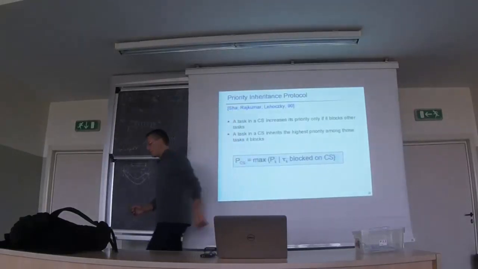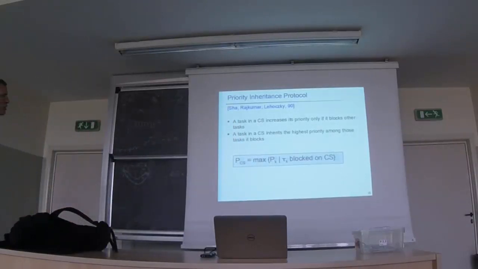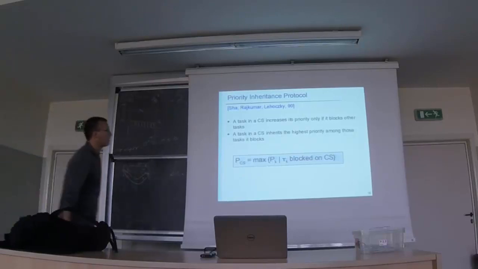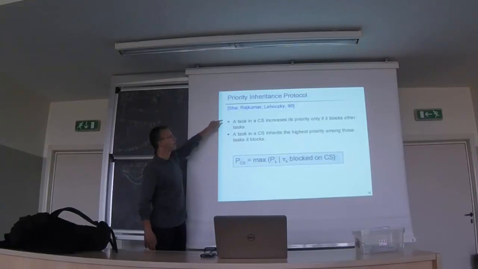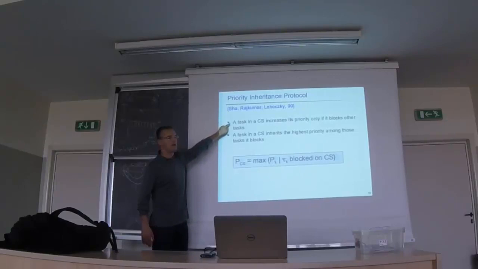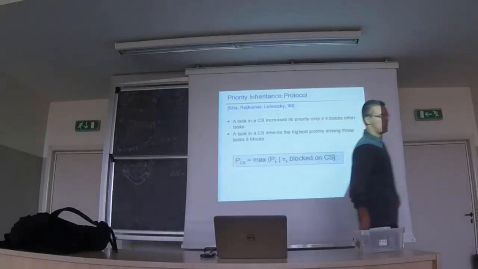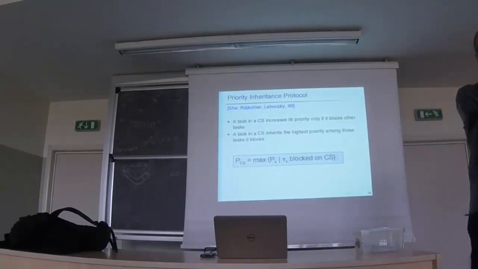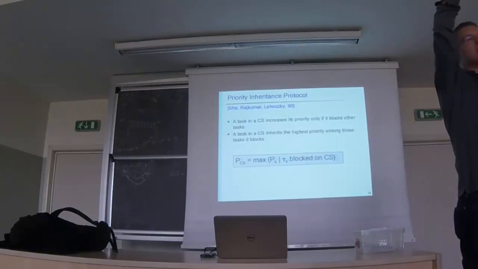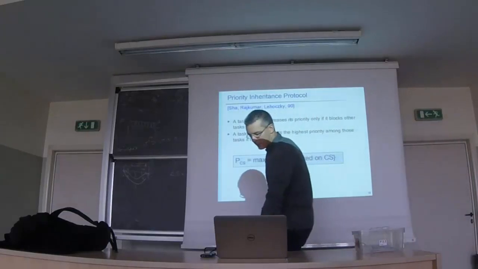And finally, we reached a possible solution also for this problem. With the priority inheritance protocol by Sha, Rajkumar and Lehoczky in the 90s, we increase the priority of a task only if it blocks other tasks. What does this mean, only if it blocks other tasks? In the previous case, as soon as I locked the resource, I increased the priority right away, despite I wasn't blocking anyone. Let's go back to that example.